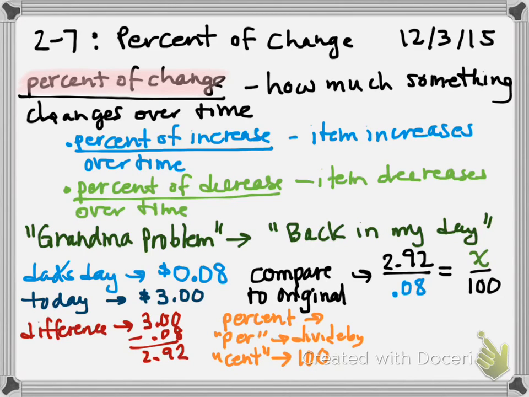So we do cross products, because we've talked about means and extremes. So this gives me 0.08x, and that's going to equal 2.92 times 100, which is 292. So then we divide both sides by 0.08. And I'm going to use my calculator on this one because it's a really crazy number. So you get 292 divided by 0.08, and the answer you get is astounding.